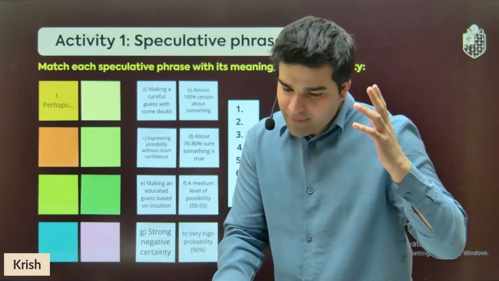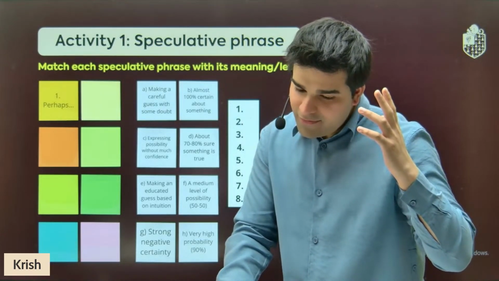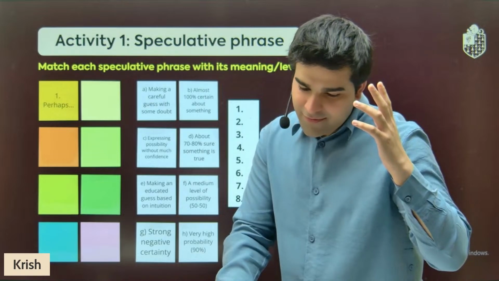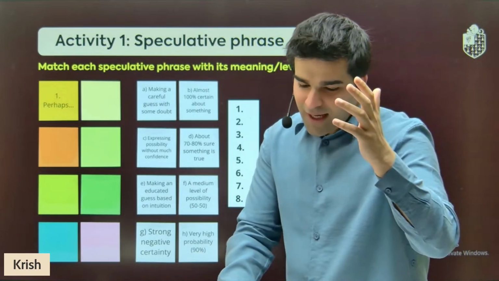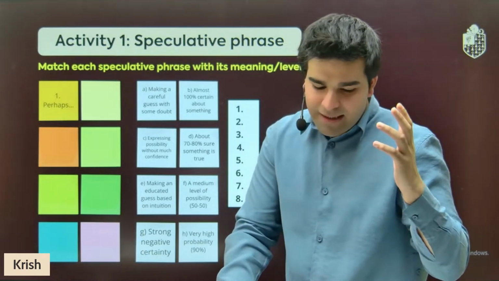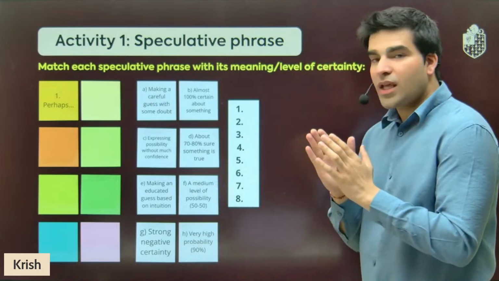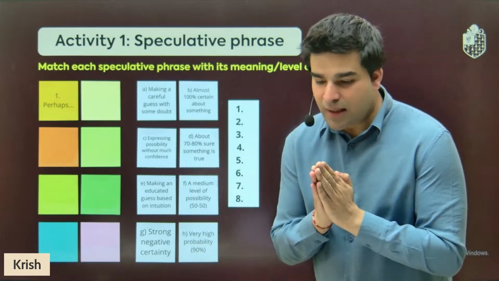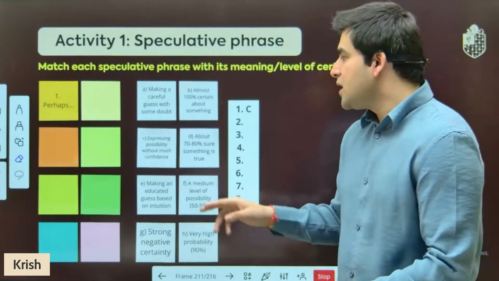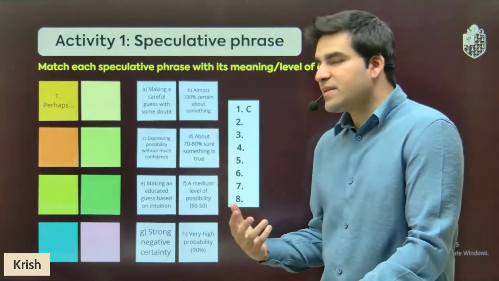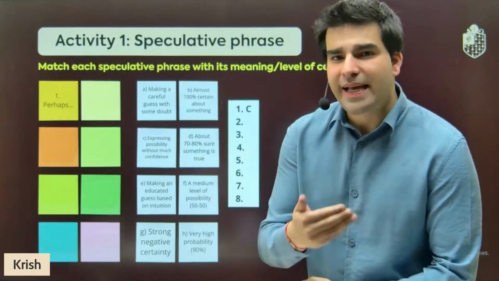Which one do you think it is? Hi, Manoj, Swati, Aradhya, Deepak, Malek, everyone, once again. So the correct answer for perhaps is C. Wonderful. So it is expressing possibility without much confidence. Can you try making a sentence with perhaps?